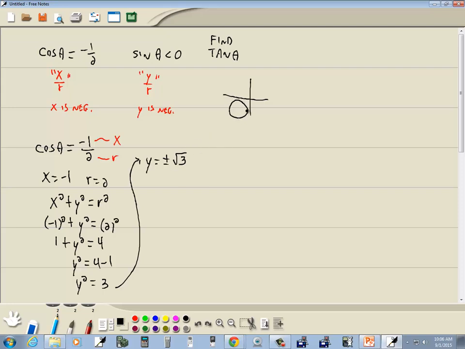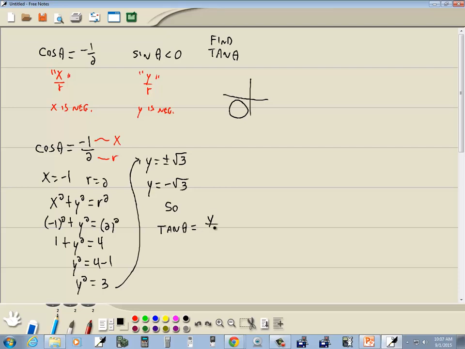Think about this quadrant where we're at though. Down here the y values are negative. So y is going to equal negative square root of 3. Okay, so now that we found out what our x, y, and r are equal to, let's find what they want. They say find tangent.